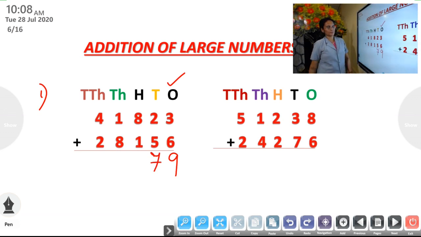Then next hundreds place. It is 8 plus 1. 8 plus 1 is 9. Then thousands place 1 plus 8, or you can do 8 plus 1. 8 plus 1 is 9. Then the 10,000s place 4 plus 2. Keep 4 in your mind. Do forward counting. So 4, 5, 6. 2 fingers in your hand. So what is 4 plus 2? Yes, it is 6. So we got the answer.